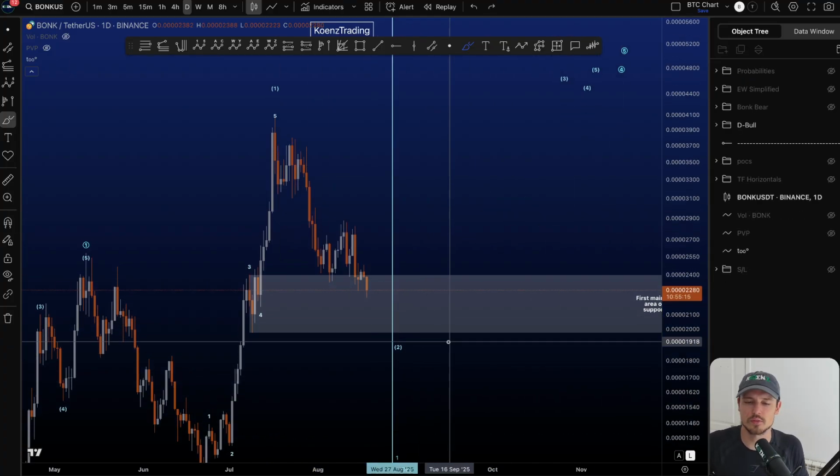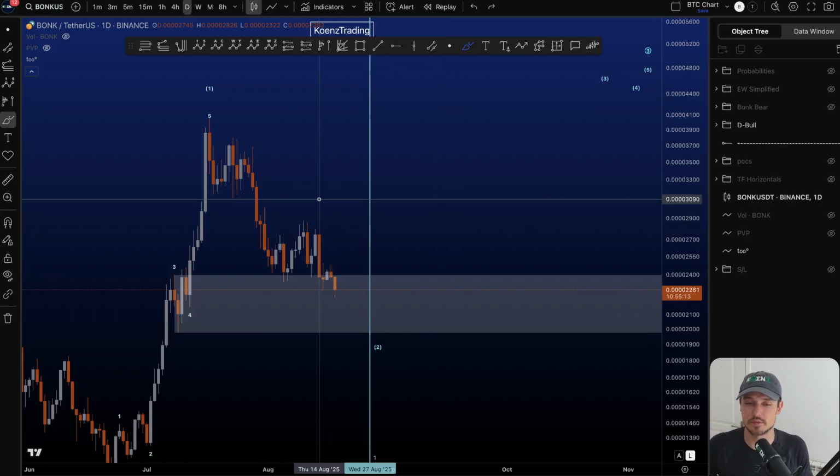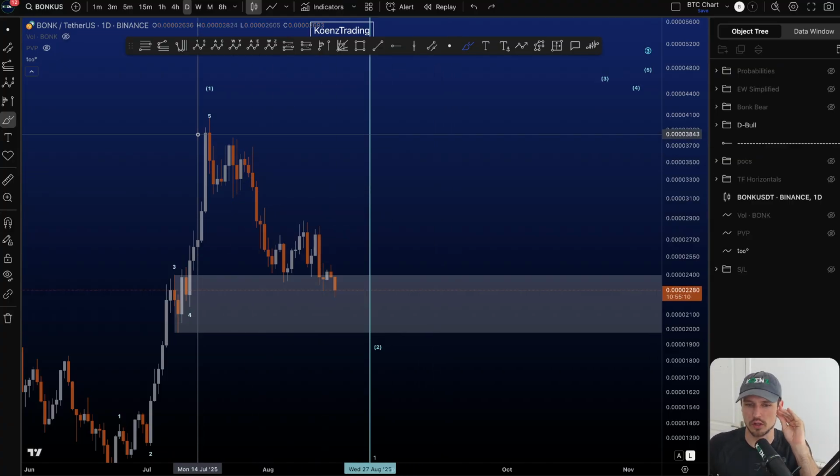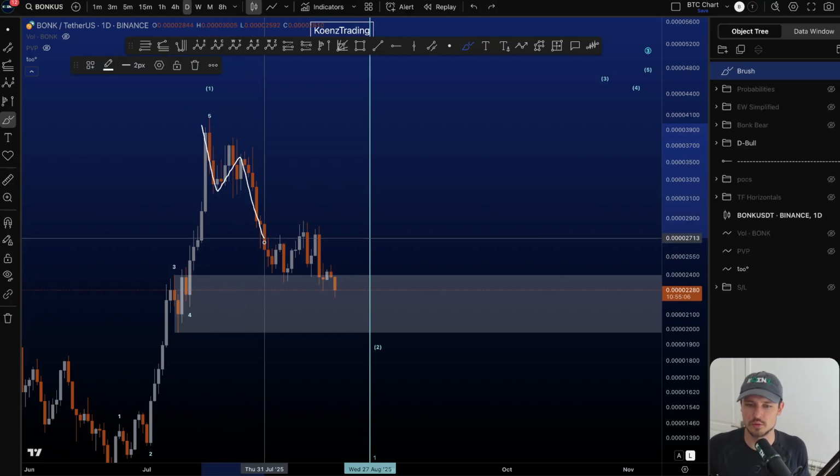Now this wave 2 has to be a 3-wave corrective structure, and at the moment when we just look at the chart, we can see a 5-wave swing. 1, 2, 3, 4, 5.